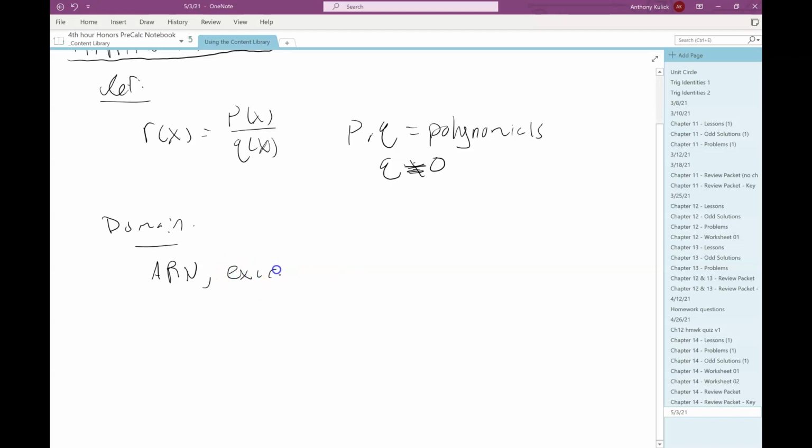Maybe except for x such that q of x equals 0. Maybe we'll say x equals a. So let's just do a couple of examples here real quick. Again, we're just going to be looking for the domain. That's all we're going to be looking at.